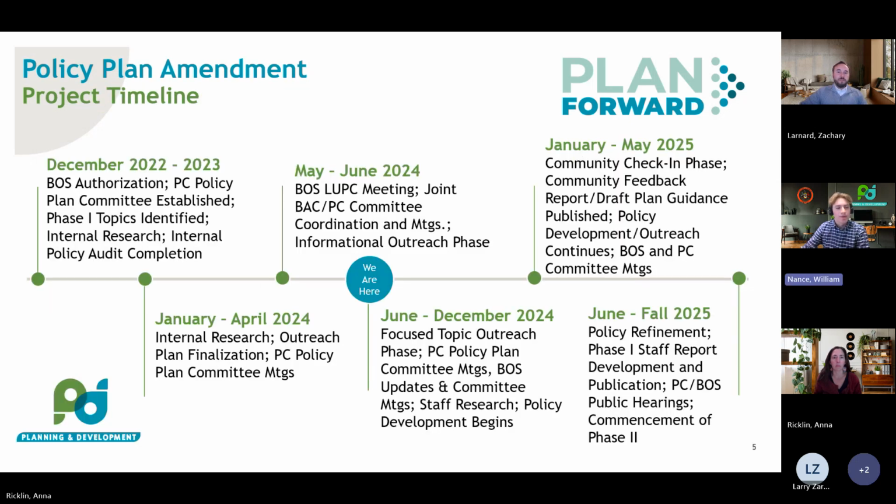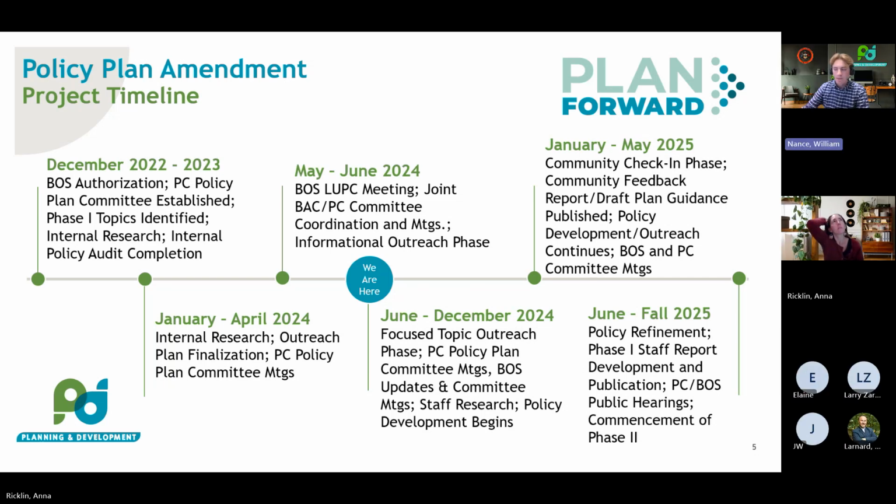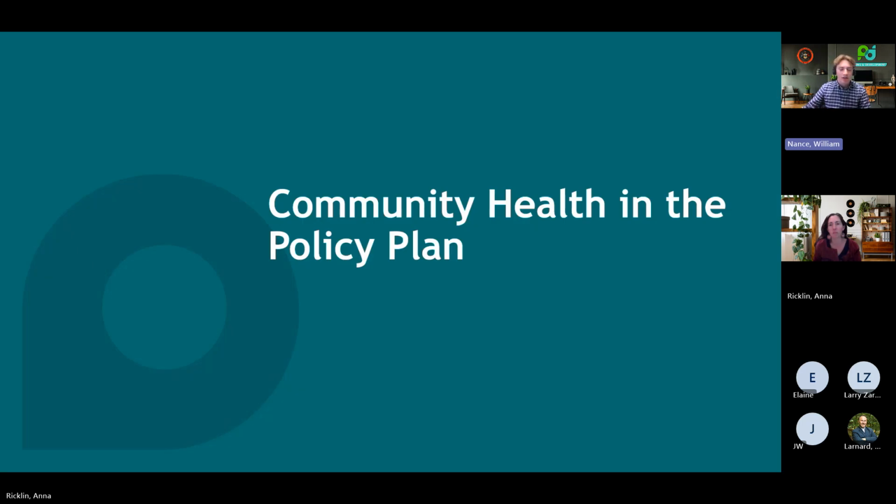Next slide, please. Thank you. We are currently in the focused topic outreach phase of the project, where staff is preparing research and information with the goal of starting to draft policies in the fall based on board-adopted documents, outreach input received, and best practices. This policy development work will continue into 2025 with the goal of publishing a community feedback report and draft policies in the first part of the year. The community feedback report will include the feedback received and how it was implemented. And with that, I believe that concludes my presentation, and I'll turn it over to Anna Ricklin to discuss community health.